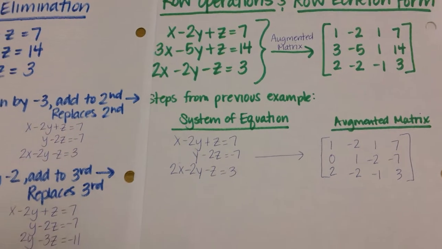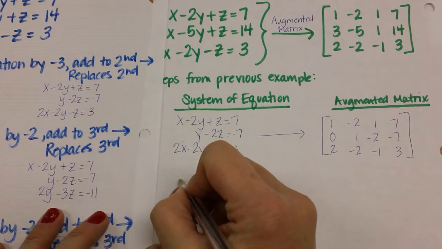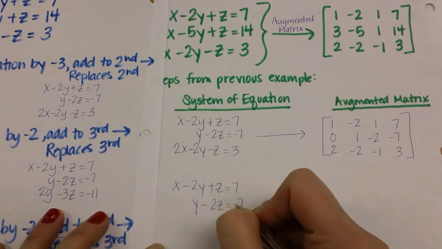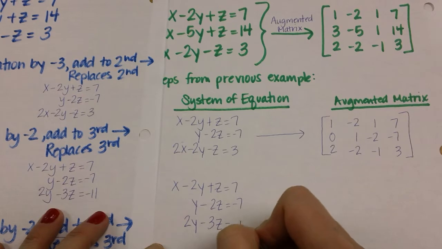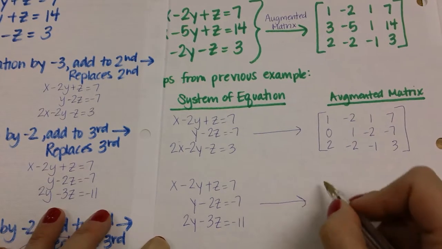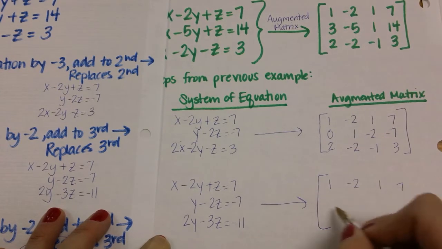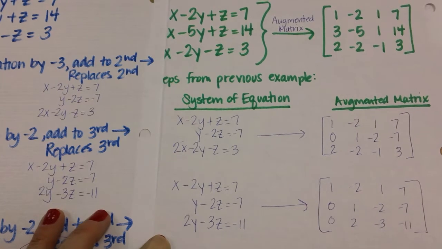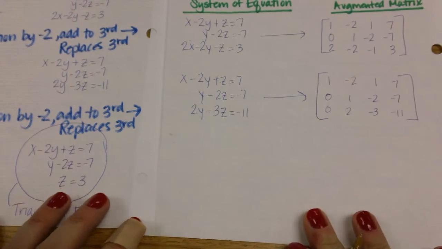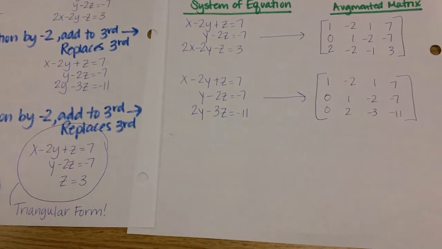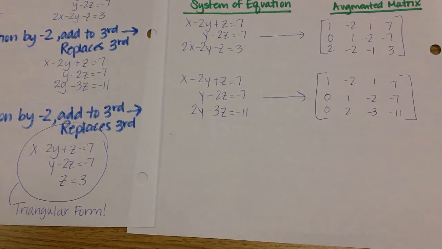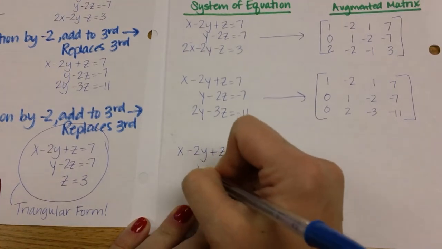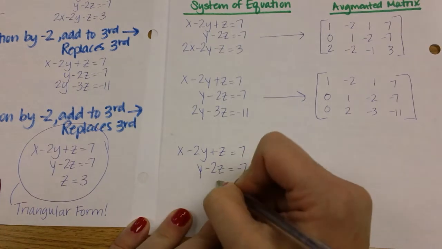After we did that, just looking at our previous example here, we had x minus 2y plus z equals 7, y minus 2z equals -7, and 2y minus 3z equals -11. To write that as our augmented matrix, we just have 1, -2, 1, 7, 0, 1, -2, -7, and 0, 2, -3, -11. And then we can do the same thing with our third step here. In our third step, we put it into triangular form, multiplying our second equation by -2 and adding it to the third. When we did that, we ended up with x minus 2y plus z equals 7, y minus 2z equals -7, and z equals 3.